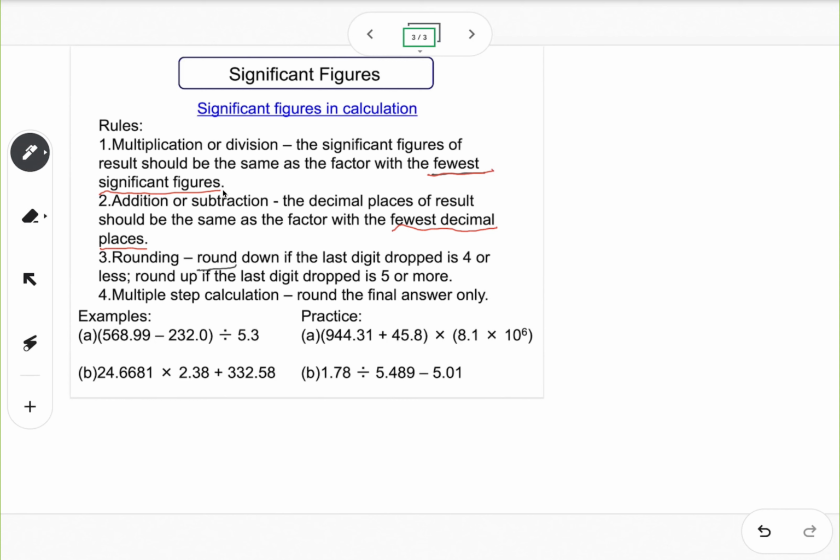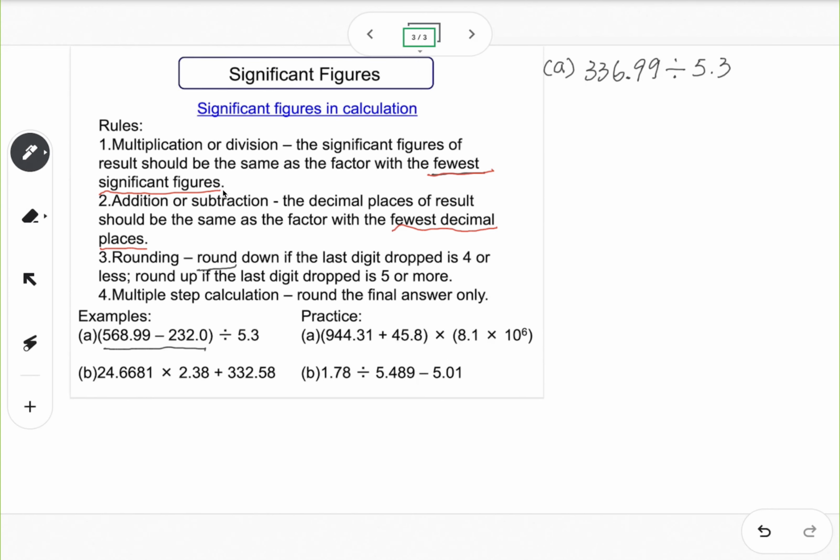Okay. Example A. It is a combination of subtraction and division. Apparently, we need to do subtraction first because it's inside this parenthesis. So we need to consider this part first. Remember, when you do subtraction, you need to follow the number with the fewest decimal places. If you take a look at these two numbers, this number has 2 decimal places. This number has only 1 decimal place. So for the intermediate answer of this subtraction, you need to have 1 decimal place. If you do the calculation, it will give you 336.99 and then divide by 5.3.